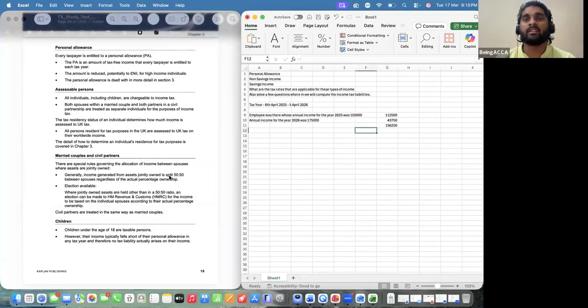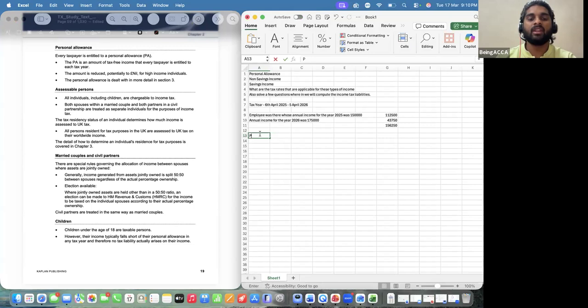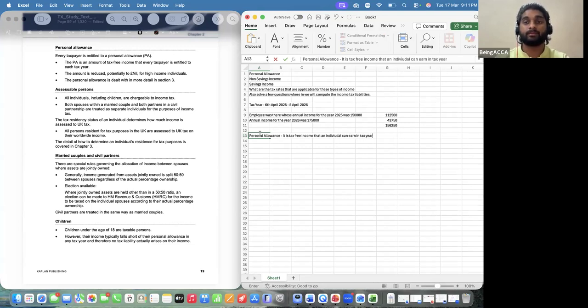Now, this is the tax. We have understood about tax year. Now, let's try to understand what is meant by personal allowance. Personal allowance is nothing but the tax-free income that an individual can earn in the tax year.